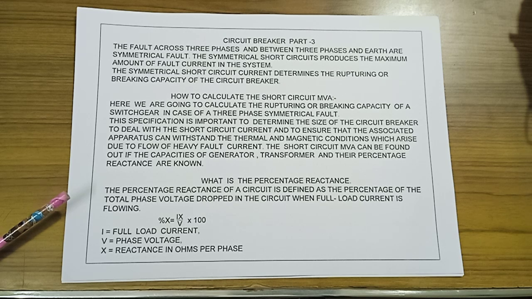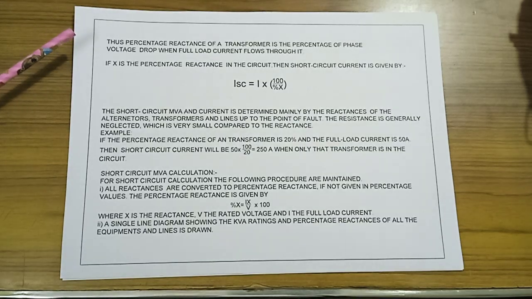The percentage reactance of a circuit is defined as the percentage of the total phase voltage dropped in the circuit when full load current is flowing. Percentage reactance, percentage X, is equal to IX divided by V into 100, where I is the full load current, V is the phase voltage, and X is the reactance in ohms per phase. Thus, the percentage reactance of a transformer is the percentage of phase voltage drop when full load current flows through it.